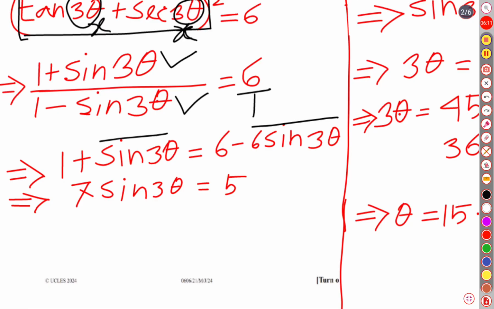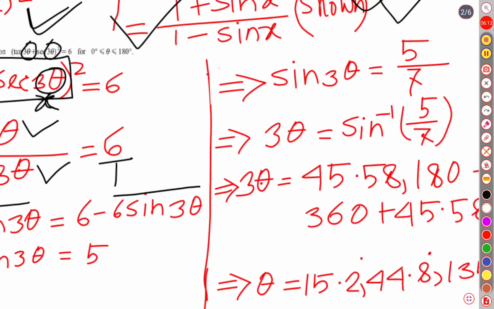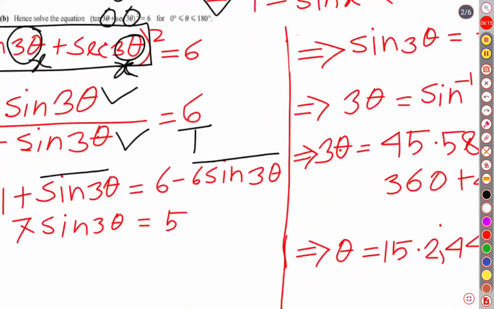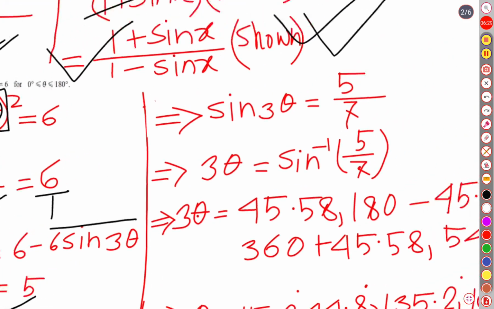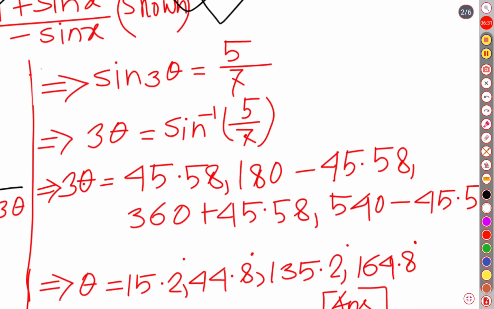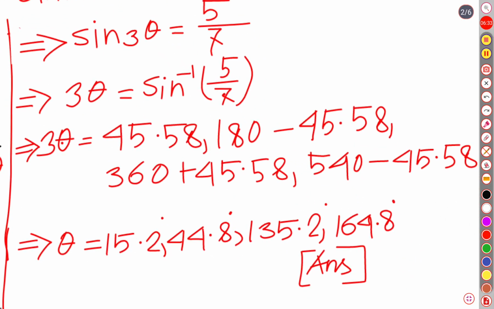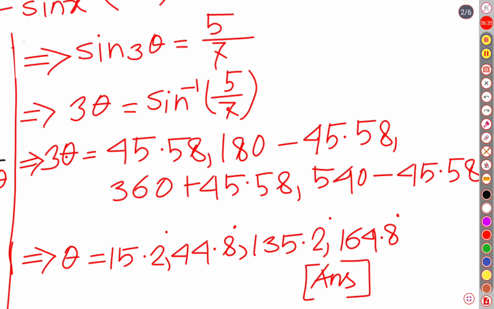Let me write it. I have written it just beside this. Now we are going to transpose this 7. If we transpose this 7 to the right side, what will happen? It is going to be 5 over 7. So ultimately we have got sine 3 theta is equal to 5 over 7.